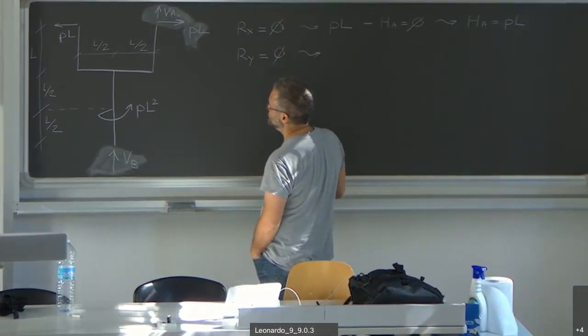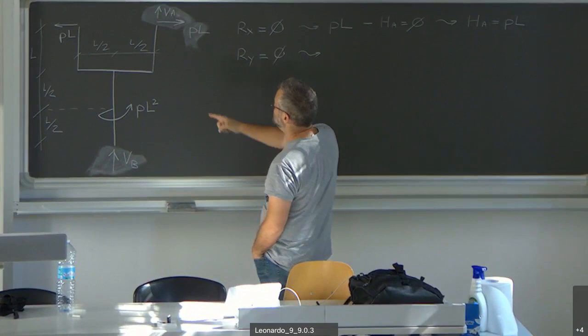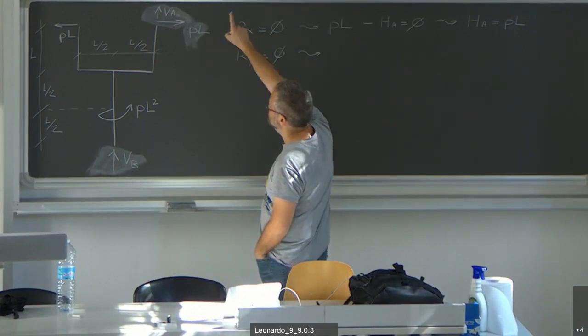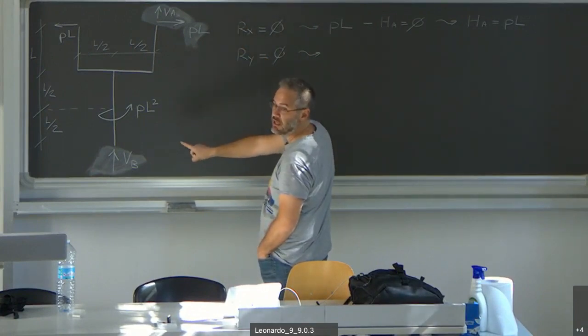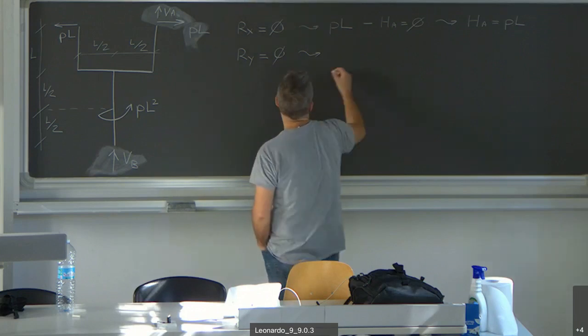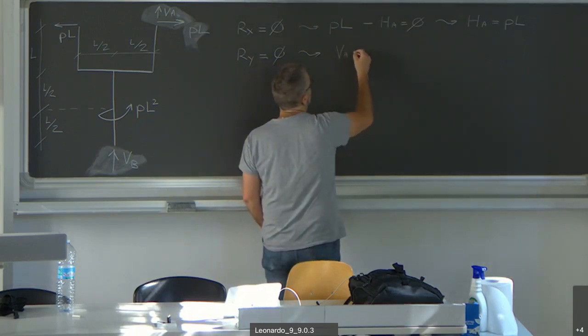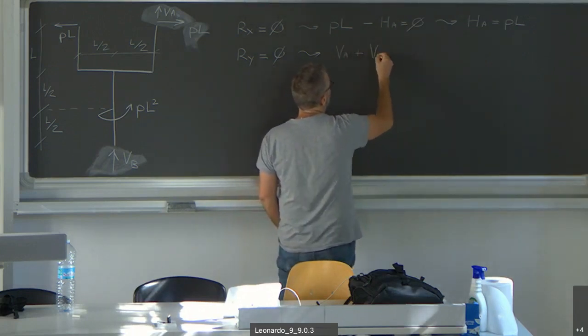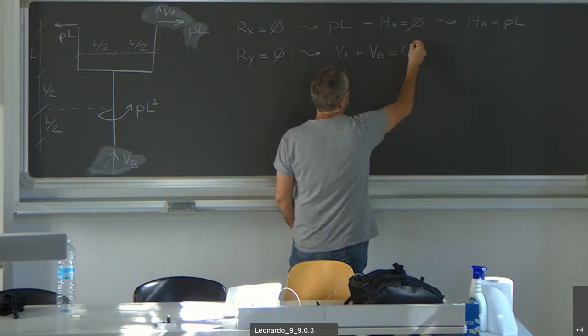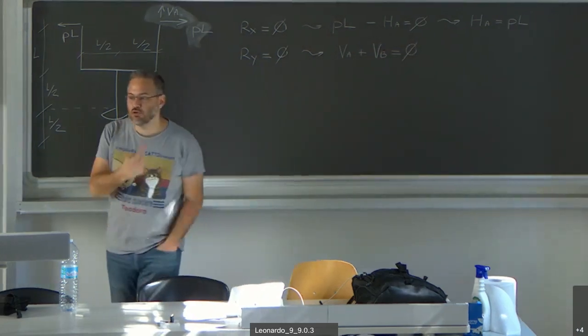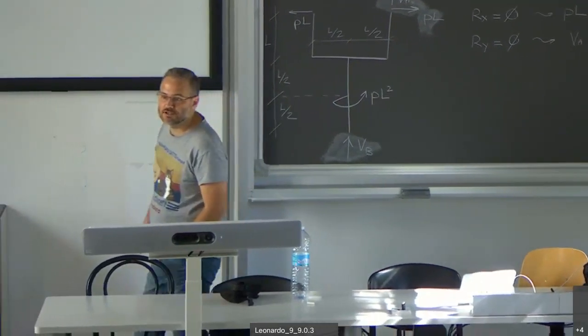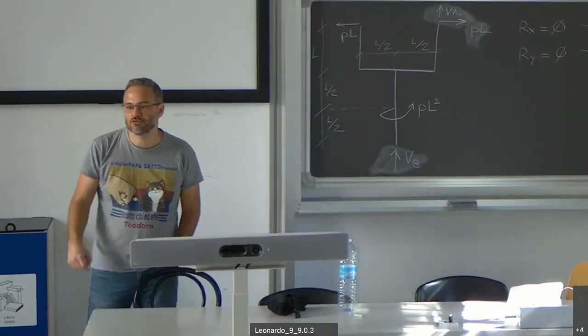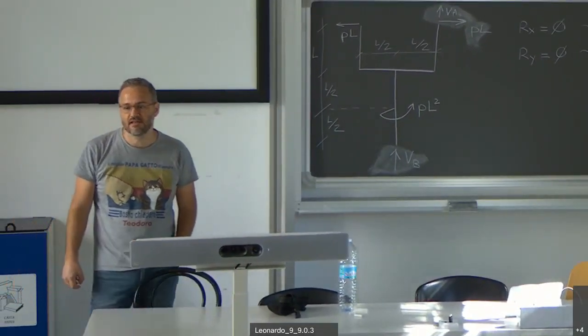What's the solution for this? Basically, VA upwards plus VB upwards equals 0. From here, I go nowhere because this equation has two unknowns. One equation for two unknowns is not enough.